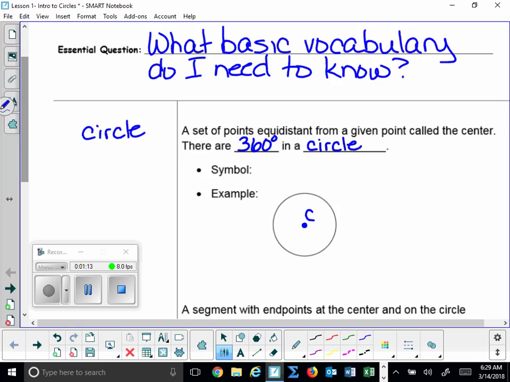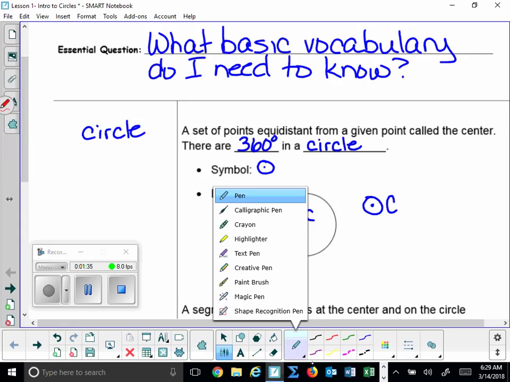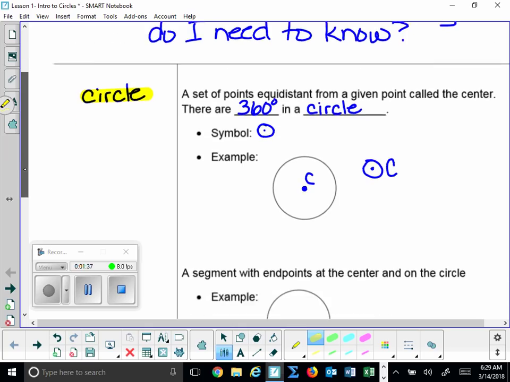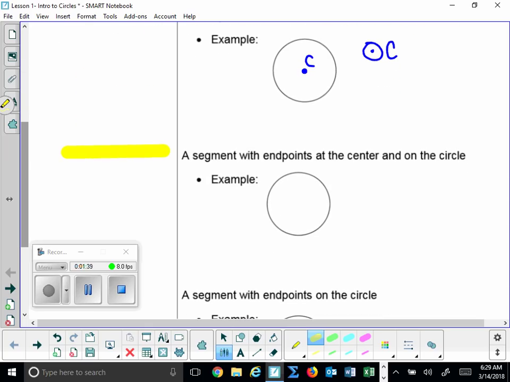When we want to abbreviate a circle, we use a circle with a dot in the center so that we can tell the difference from a zero. And if I wanted to name this circle, I would use the symbol for circle and the letter for the center, whatever letter was used. Now, this is a vocabulary word, so we're going to highlight it, and you are going to make me a note card. You're also going to make me a note card here and a note card here. So I'm going to highlight while I've got the highlighter out.